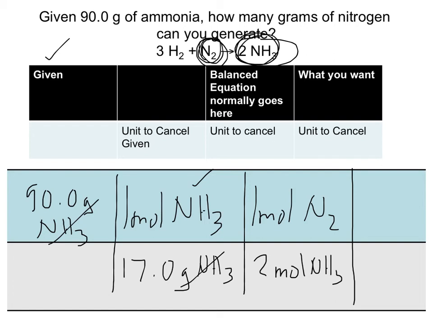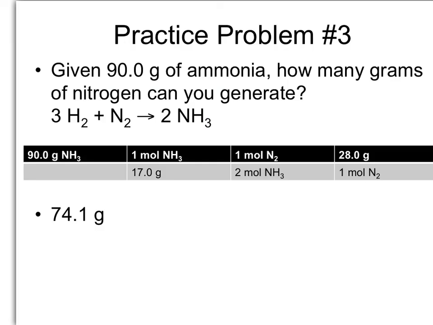Then I need to go to grams of nitrogen. So 1 mole of N2 is going to be 28.0 grams of nitrogen. So again, I'm going to take 90 divided by 17 divided by 2 times 28. That'll give me my answer. On the next slide is a computerized version of what I've shown here. So again, you can see 90, 17, 2, and 28. 90 divided by 17 divided by 2 times 28 gives me 74.1 grams of nitrogen.